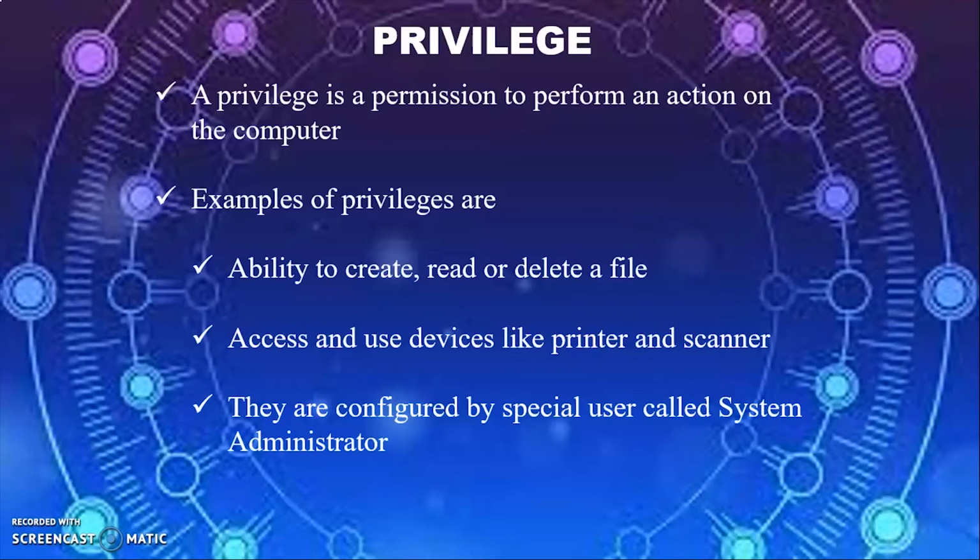Privilege is categorized into two types. One is the user privilege and another one is the administrator privilege. So what are the privileges we can do? We can create, read, and delete a file in a computer. We can also allow the computer to access devices like printer and scanner. We can also configure the system settings. If you are the system administrator, then you can configure your network settings, system settings, everything you can configure. So all these permissions can be set by the system administrator.